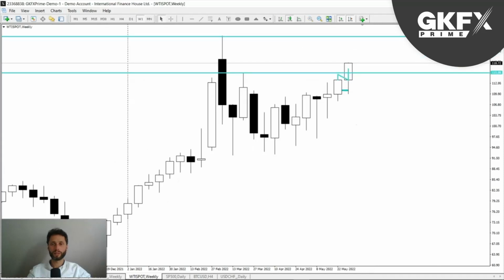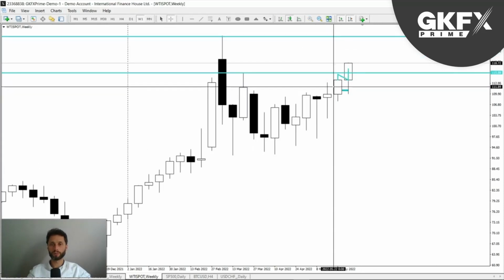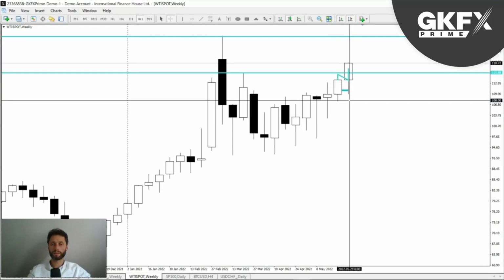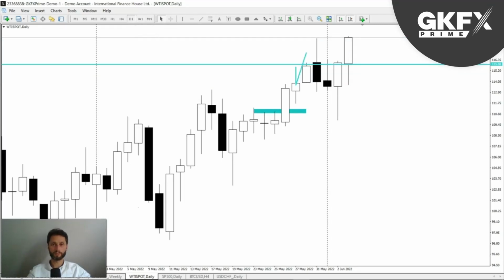Okay, I'm going to look at the weekly. We can see that once again, bullishness, bullishness, bullishness, last 3 weeks. Very obvious. This is sort of a pin bar candle. Again, continued bullishness as expected last week.